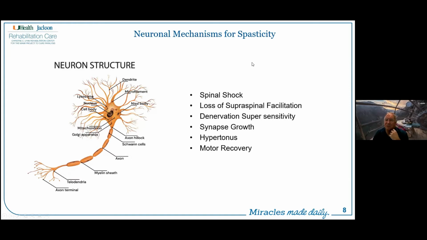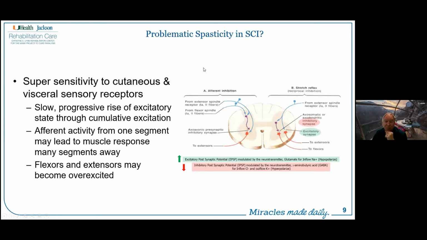So when we talk about neural mechanisms for spasticity, velocity-dependent muscle tone, we go through periods following a spinal cord injury of spinal shock, a loss of supraspinal facilitation and inhibition. We develop a denervation supersensitivity, so the postsynaptic receptors become increased in sensitivity and increased in number, so that it's more likely that if they do get firing there, they are going to fire in a big way. And then hopefully we develop motor recovery. Now, spasticity per se isn't always bad.